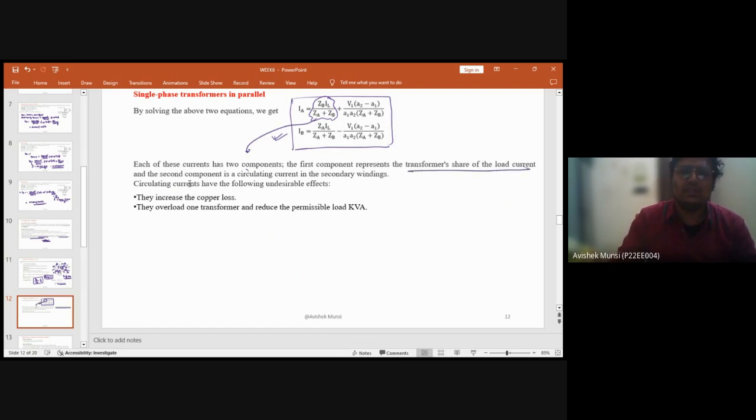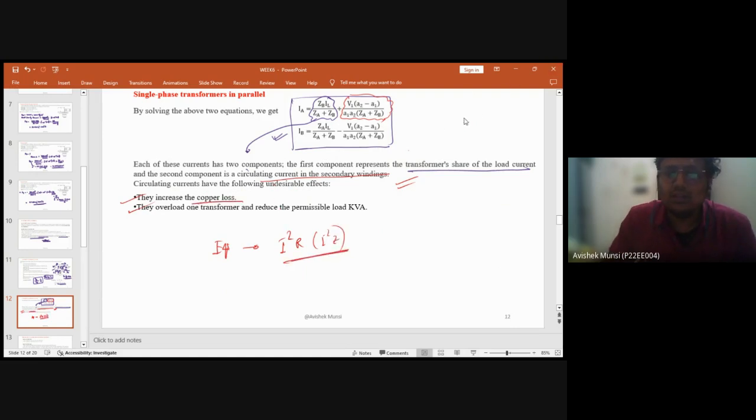The second component is basically this component, determining the circulating current in the secondary winding. The circulating current has some undesirable effects: it will increase the copper loss, it will overload one transformer, and reduce the conventional load capacity. Obviously, if there is an increase in the current, then it will increase the I squared R overall loss. So it has an adverse effect.